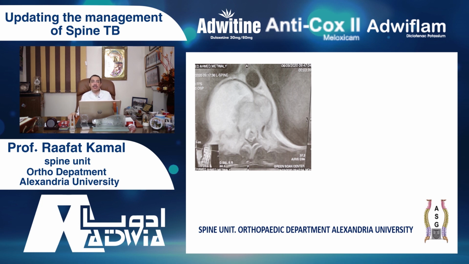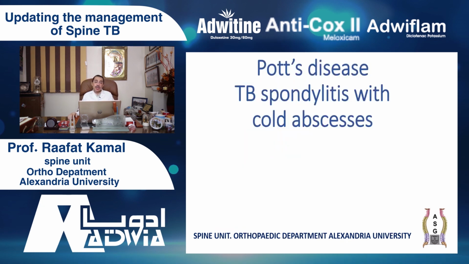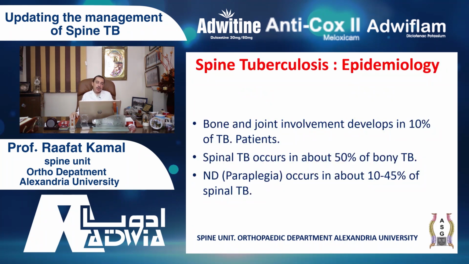So the diagnosis usually is that this is a Pott's disease of the spine, or what we call the tuberculous spondylitis with cold abscess. Actually, in the current decade, the incidence of tuberculous infection of the spine is increasing again. This increase is mainly due to the immunocompromise, that is the disturbed immunity of the patients.